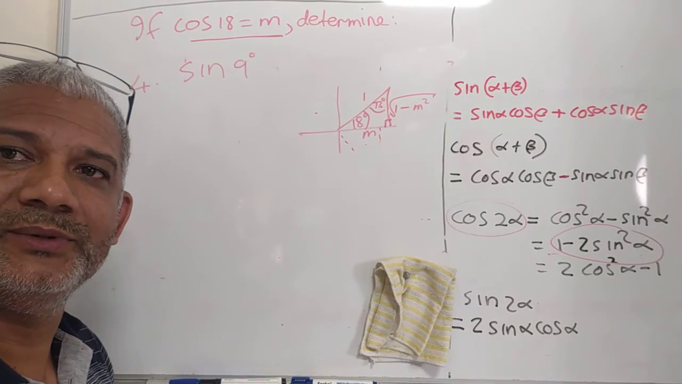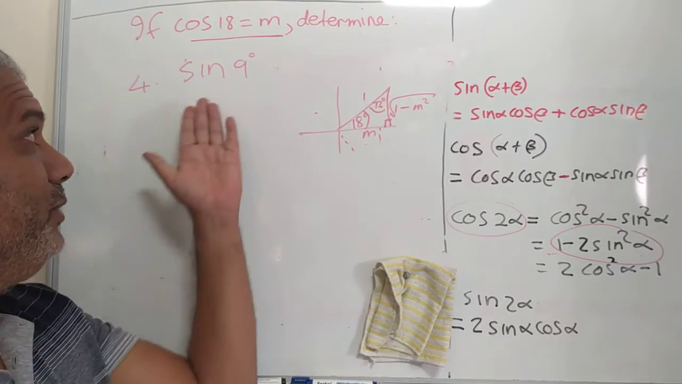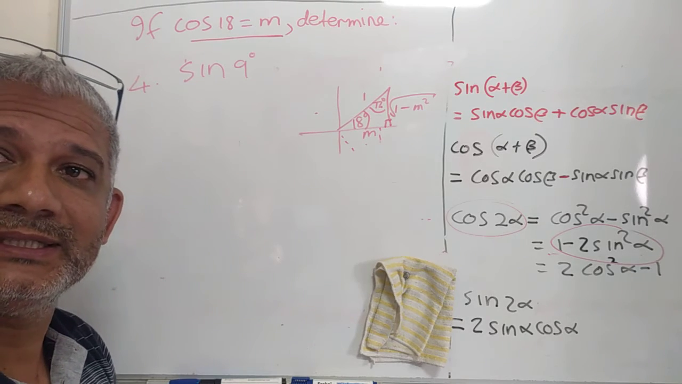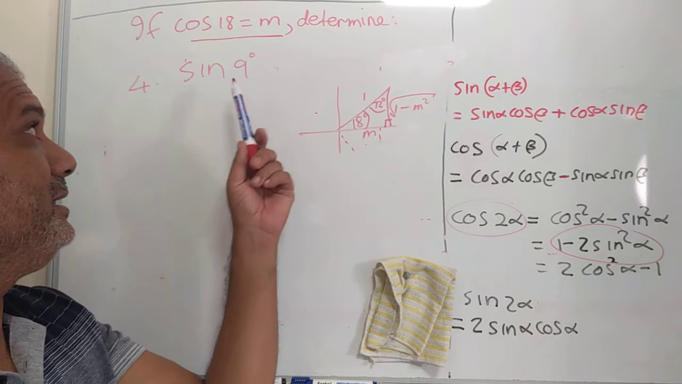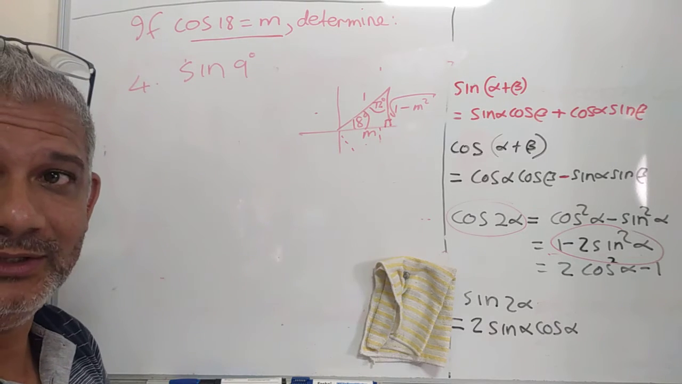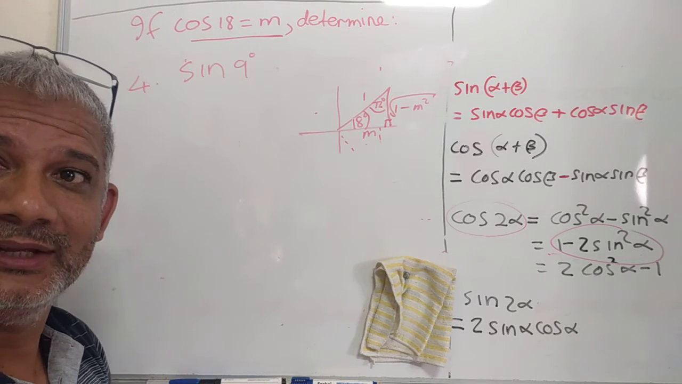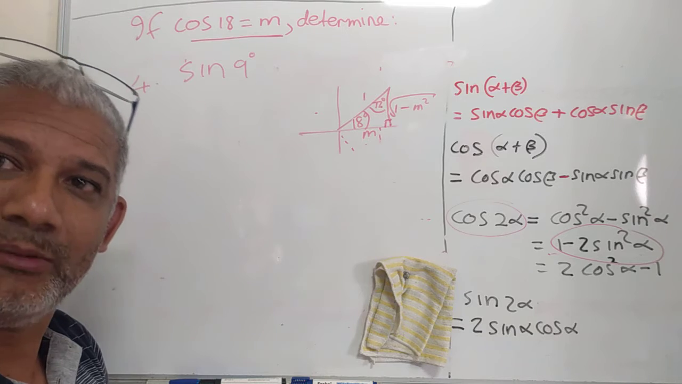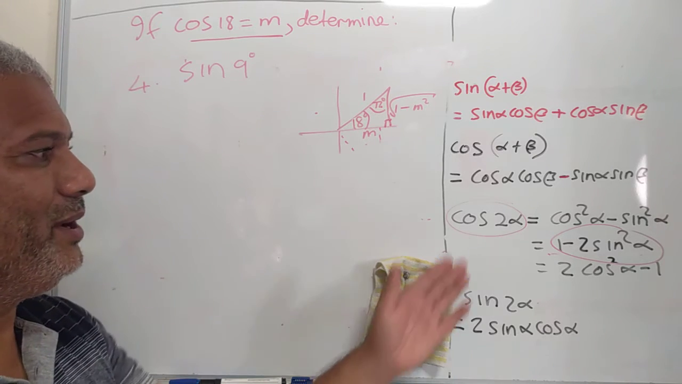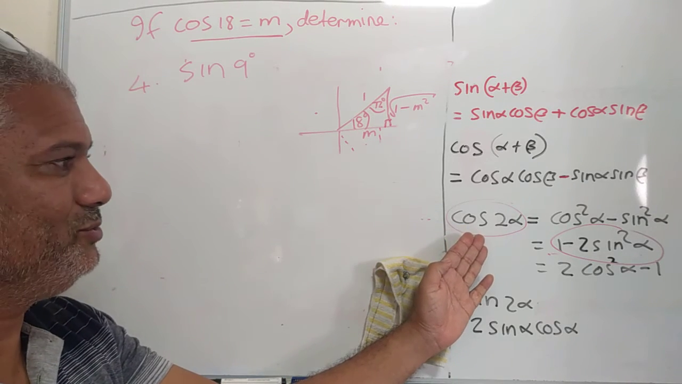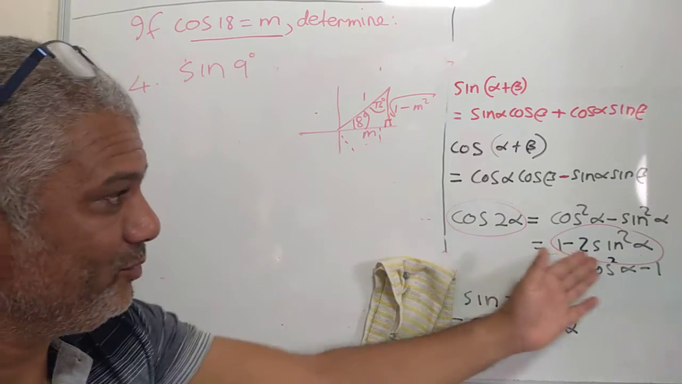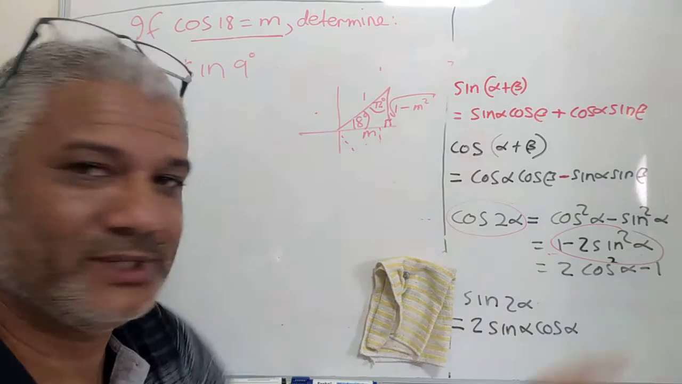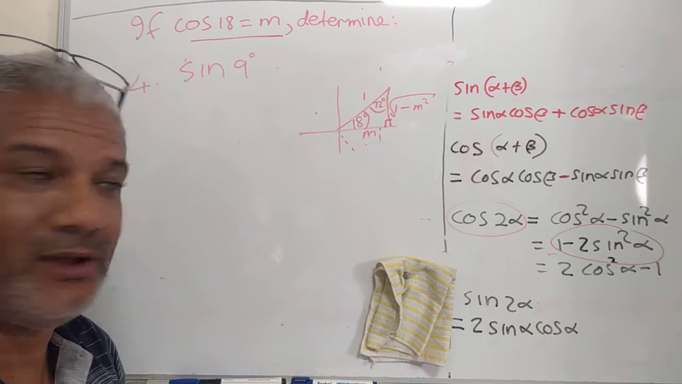And now we're going to deal with another question where they're asking us to find sine 9 in terms of m. And so we can see that 9 degrees is half of 18, or 18 is double 9. That means they are asking us about double angles. All right, so we go to this cos 2 alpha, or cos 2 times 9 in this particular case, and we are busy with sine, so we will go to the sine answer of that, right?